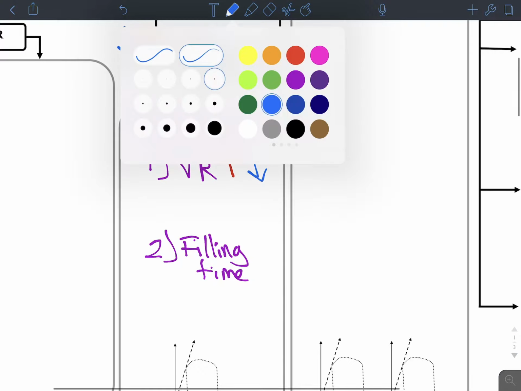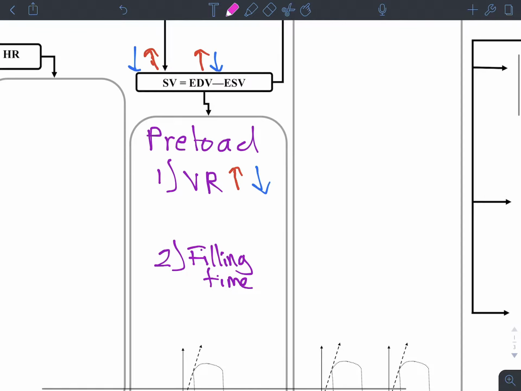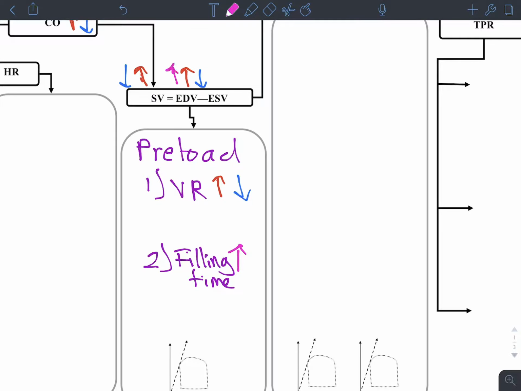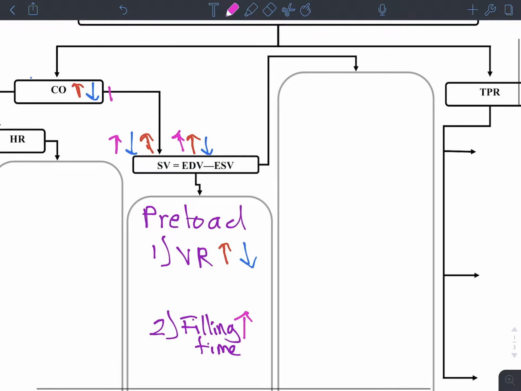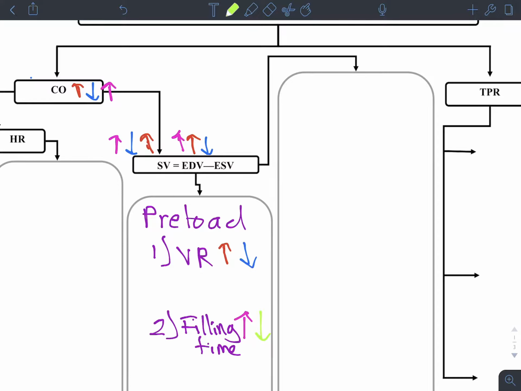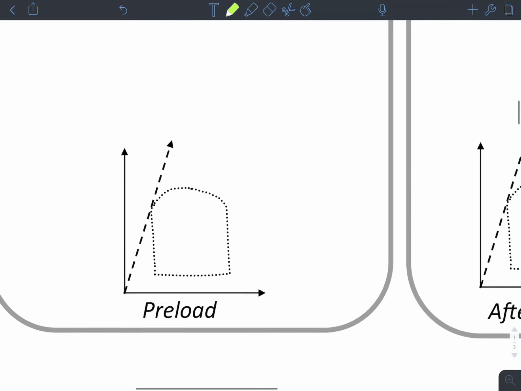All right, let's think about filling time. If I increase the amount of time I have to actually fill the left ventricle, then theoretically I should get more blood in that area. So that will also increase EDV, increase stroke volume, and therefore increase cardiac output. If, however, I do the opposite and decrease filling time, well, that'll do the opposite effect. I will decrease end diastolic volume, decrease stroke volume, and also decrease cardiac output. Relatively straightforward. All right, so now let's take a look at this graph so we can represent this graphically.